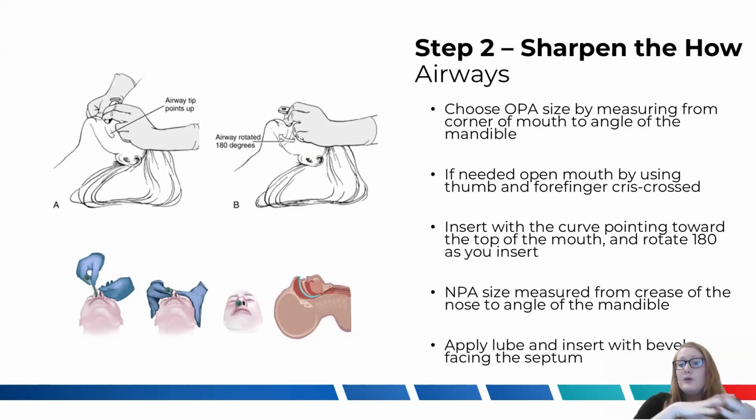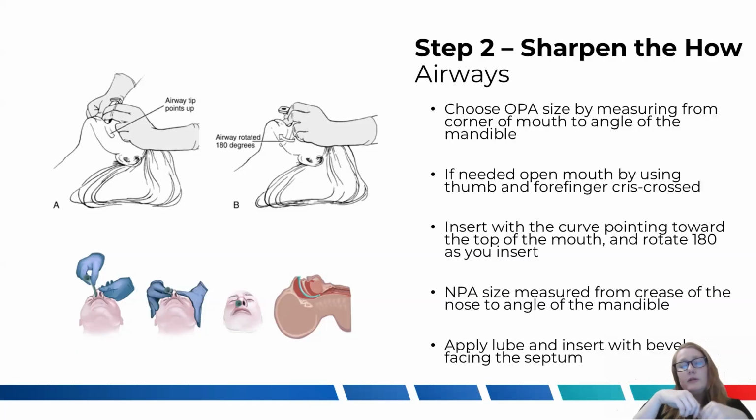OPA should be your go-to adjunct airway. NPAs are for if there's trauma or airway obstruction or something in the mouth area that we don't feel comfortable trying to put an OPA in, or if they have an active gag reflex and can't tolerate an OPA. A nasopharyngeal airway is measured from the crease of the nose to the angle of the mandible. You pick the size that goes with that.